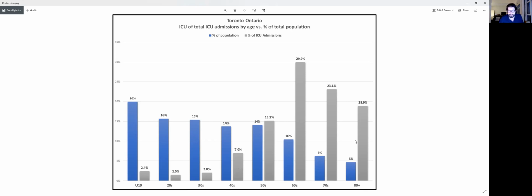The gray bar is the percentage that that age group represents of all ICU admissions. So you can just tell by looking at this very quickly that 21% of the population, the 60s, 70s, and 80s, 60 and above, 10, 6, and 5%, represents the great majority of ICU cases. So 30%, 23%, and 18%. So roughly 60% of the ICUs. Have I got that right? My quick math, 65%. I can't do quick math, sorry. But anyway, you get the point. It's the great majority of ICU admissions.